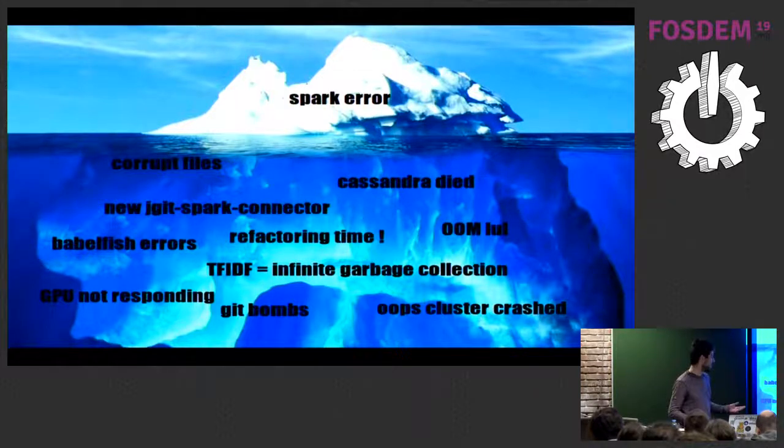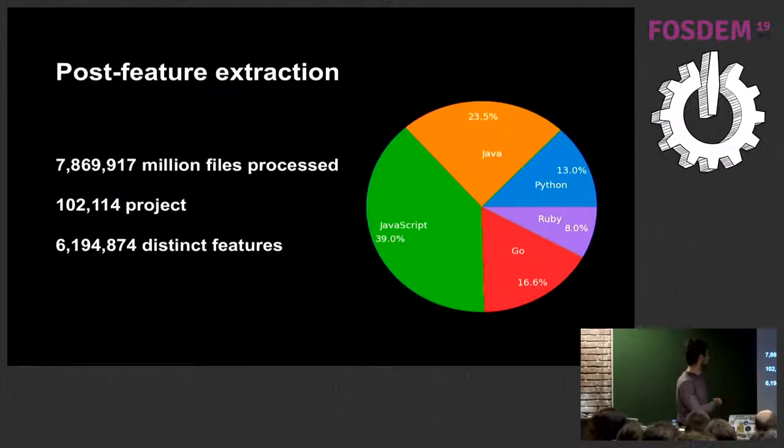So an exponentially increasing size. These were actually pretty hard to process, and at the end of the day, I was only able to process 7.8 million files. As you can see, most of them were JavaScript and Java files, and I still had a good amount of other Python, Ruby, and Go files. Out of all of these, I was able to extract about 6.2 million distinct features.